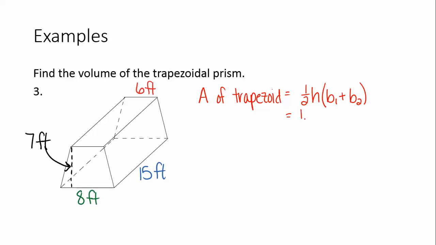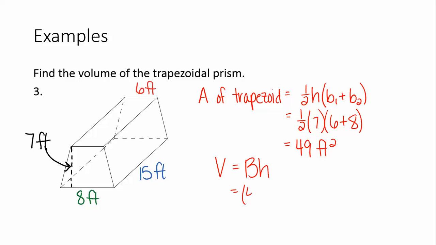So to find the area of the trapezoid, it's 1/2 times the height times the sum of the bases, so 6 plus 8. Now when you multiply that, we add the 6 plus 8 first, you get 14 times 7 times 0.5, and you get 49 feet squared for the area of the trapezoid, the base. So now to find the volume, remember it's the base times the height, where the big base is that 49, so the area of the bottom, and then the height or the length backwards this way, if you imagine it standing up, would be 15 feet. So you do 49 times 15, and that's going to give you 735 feet cubed.